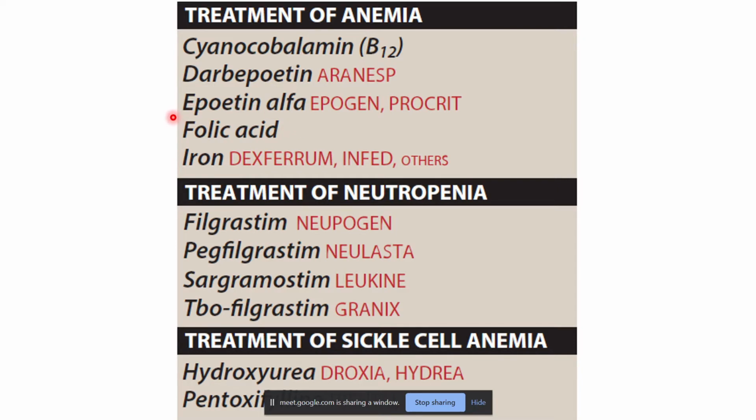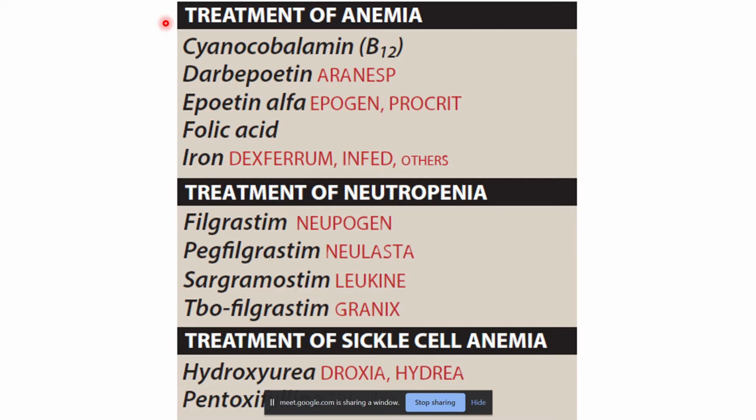And then darbepoetin and epoetin alfa are the stimulating factors for the erythropoietin synthesis that can further increase erythropoiesis in those patients in whom the erythropoiesis is decreased. That is usually cancer patients or patients that are planning for transplantation.